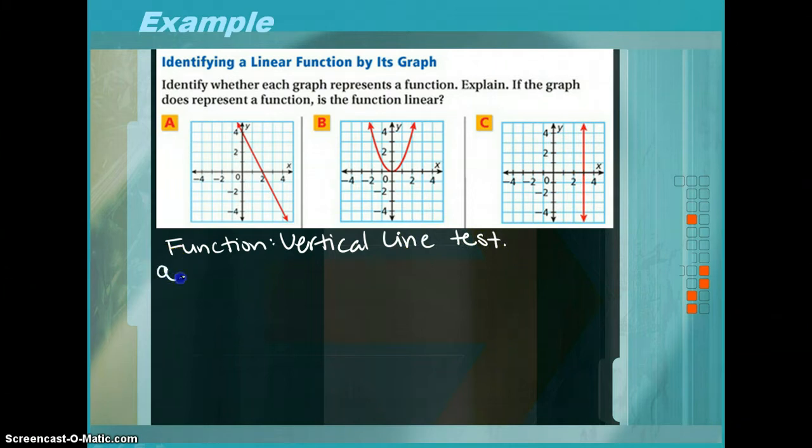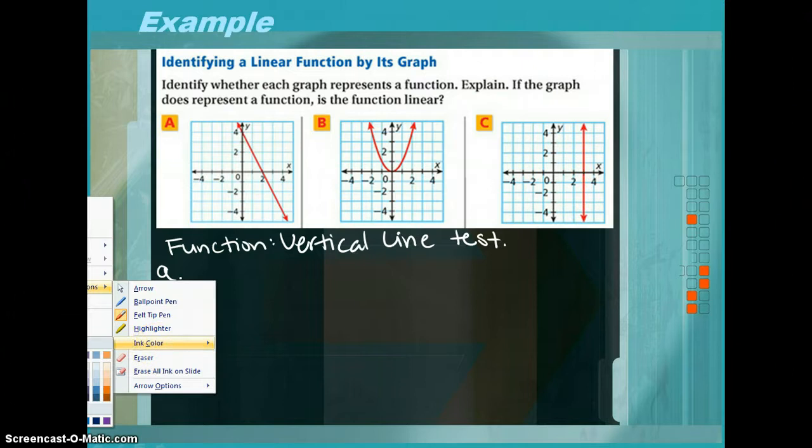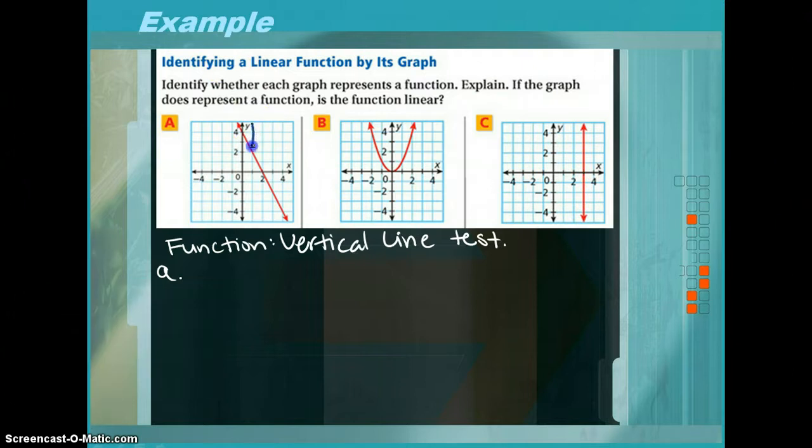So if we look at A and we draw some vertical lines going through our graph, you'll notice that they only cross once. Therefore, the first one is a function. Again, go to B and do the same thing. Every time you draw a vertical line, you can tell again that it crosses just once. Therefore, this one is also a function.